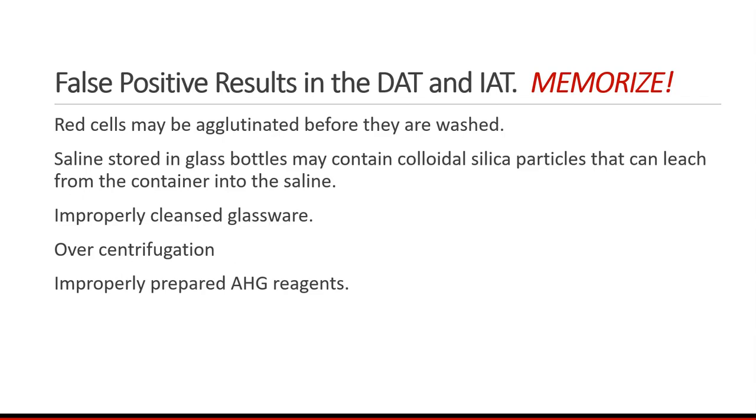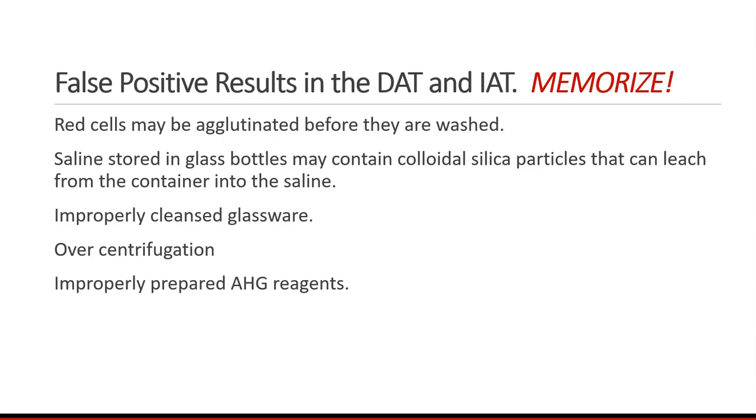They still mention this in textbooks. I don't know any transfusion service in the nation that stores their saline in glass bottles. We usually have a cube, and it's a plastic container enclosed in a cardboard carton. Improperly cleansed glassware: again, we use disposable tubes, disposable pipettes. But let's say you're in a third world country where you don't have that luxury of throwing stuff away. Be sure that the glassware is thoroughly cleansed.